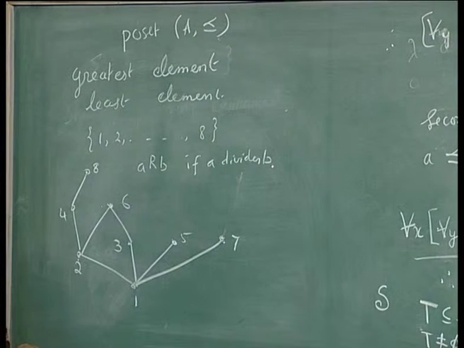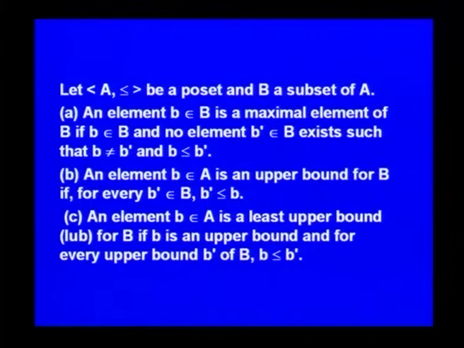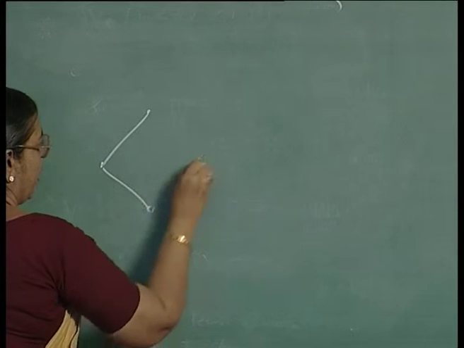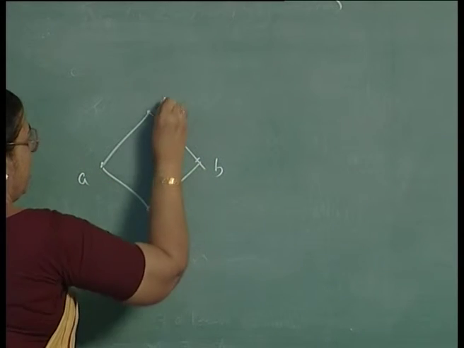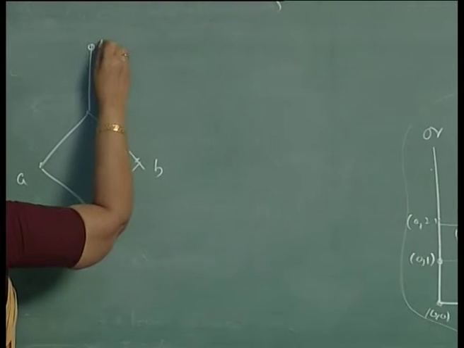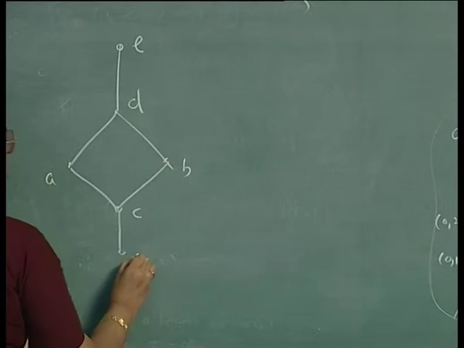And what is a least upper bound and what is an upper bound? I will use another poset diagram here. In this case, there is no least upper bound and so on. These things may exist or may not exist. Let me take another example of a poset diagram. A, B, C, D, E, H.